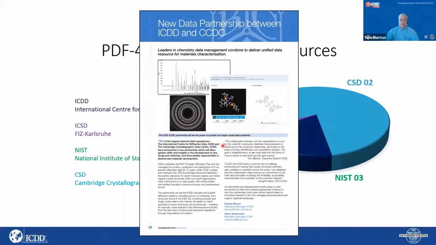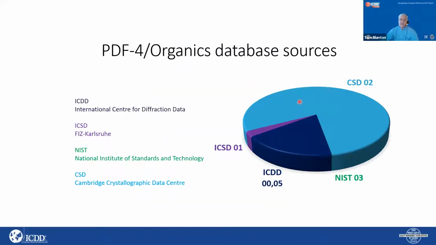I want to talk about this past year, 2020. We renewed our partnership with CCDC, and in our PDF-4/Organics database, we are including CSD data for phase ID and quantitative analysis purposes. So the Organics is a large amount of CSD data, again a selection of NIST data, and we have both Pearson's and ICDD data. So when you're studying, for example, pharmaceuticals, and these pharmaceuticals are the full pill, the full capsule, with both the API and excipient, it's the complete package that allows you to do full analysis of these materials.